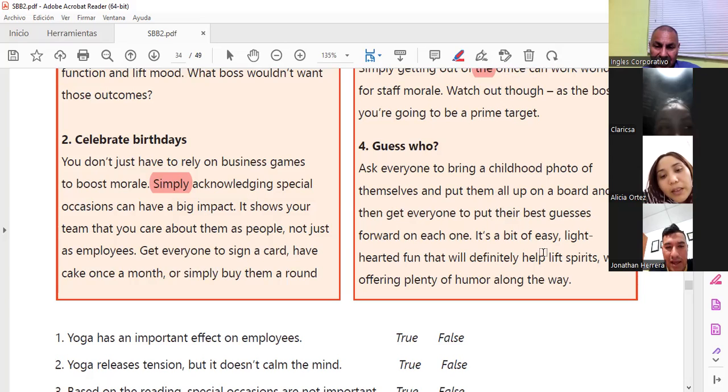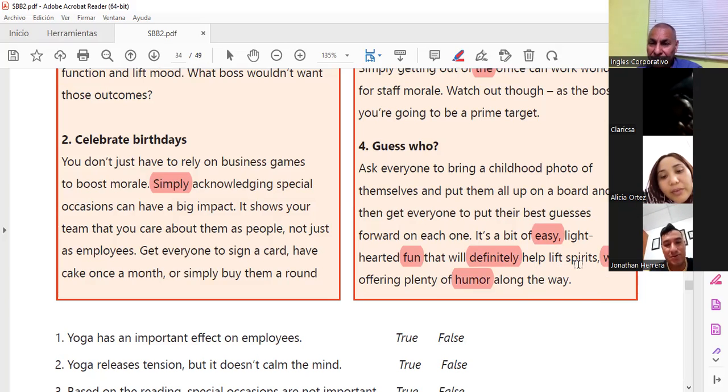It's a bit of easy, light-hearted fun that will definitely lift spirits while offering plenty of humor along the way. No sé ahí cómo se pronuncia. Sí, está bien, hearted.